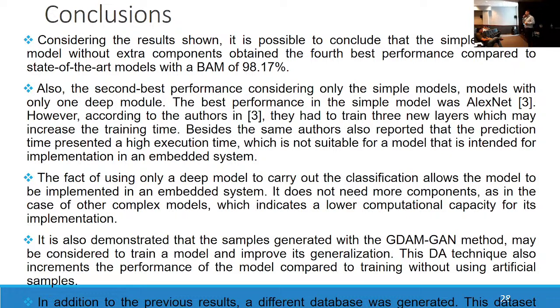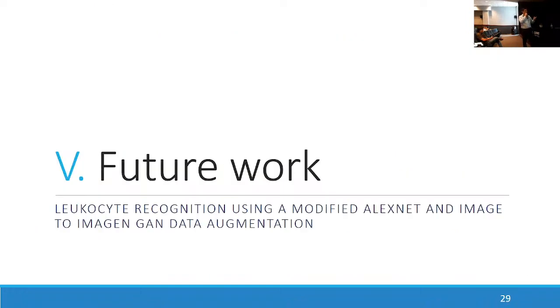So, we use only one model, so it can be better to implement on an embedded system because it doesn't require more components and it has a lower computational capacity. And we also demonstrate that our method with GAN is a good method, considering various things, but can be considered a good method for data augmentation. And in addition, we present a different data set with leukocytes segmented directly from images from the microscope.